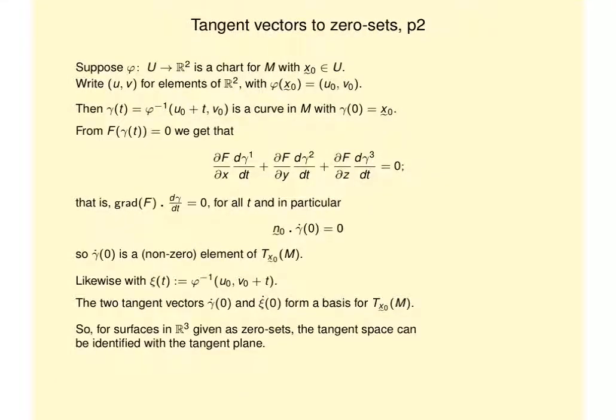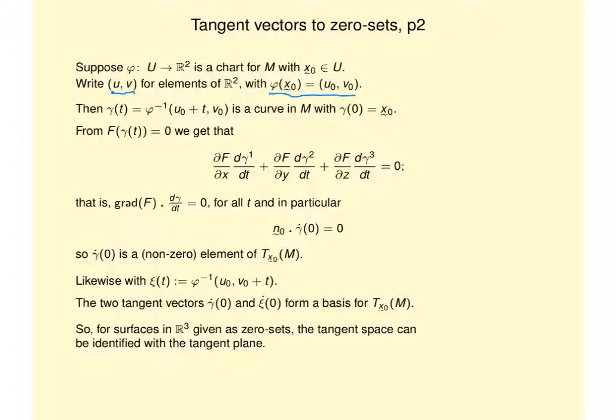Let's see what that comes to in terms of coordinates. M is given as a zero set, and it's a non-trivial result that charts exist. I won't go through the details of that, but suppose that we've got a chart on M with x0 actually in the domain U there, and I'll write little u and little v for elements of R2, so that phi of x0 will be u0, v0.